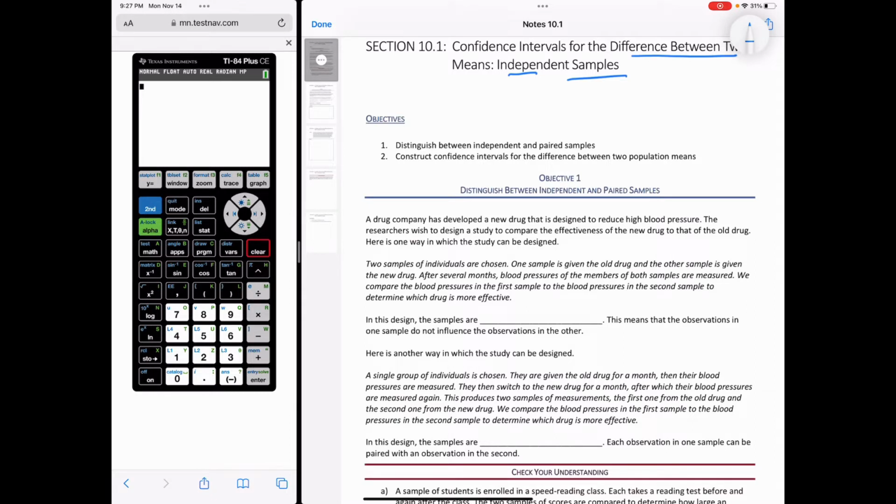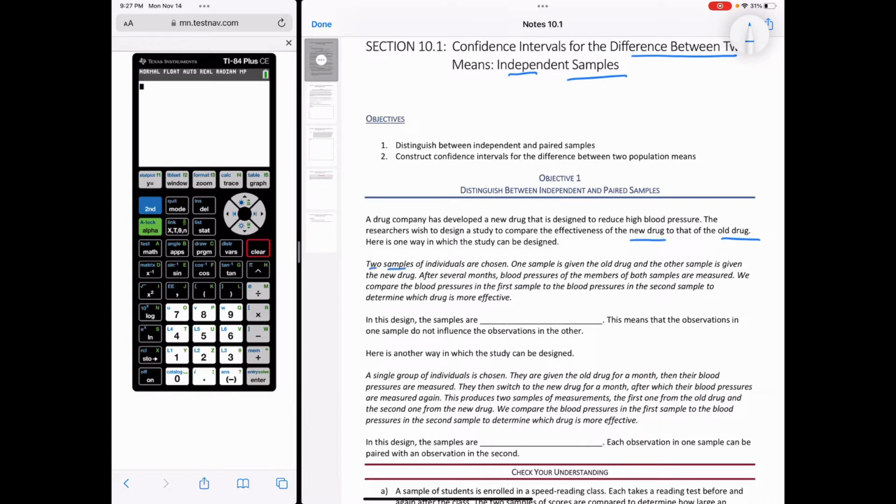A drug company has developed a new drug that is designed to reduce high blood pressure. The researchers wish to design a study to compare the effectiveness of the new drug to that of the old drug. Here's one way in which the study can be designed.